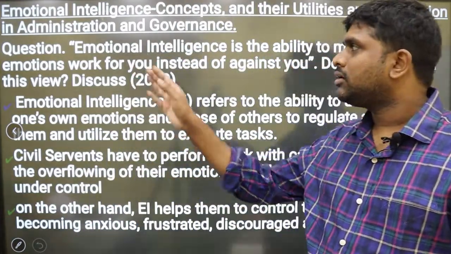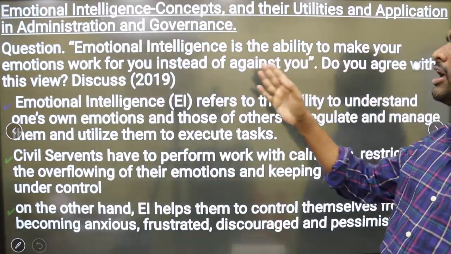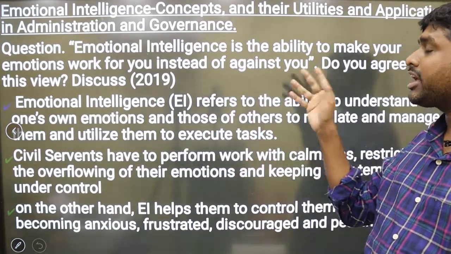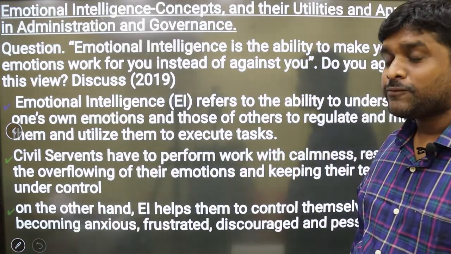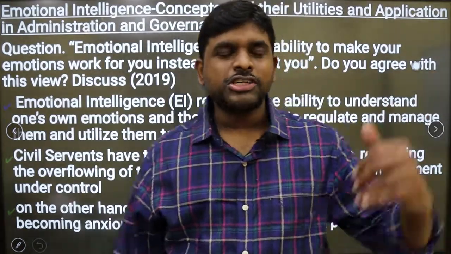Emotional intelligence. Question. Emotional intelligence is the ability to make your own emotions work for you instead of against you. Work for you. My boss is scolding me. I also started scolding him. Finish. Who will be at the loss? I will be at the loss. Why? Because I am his employee.